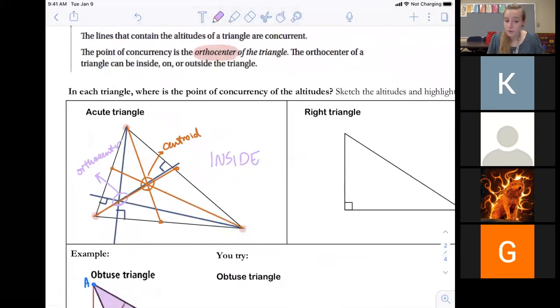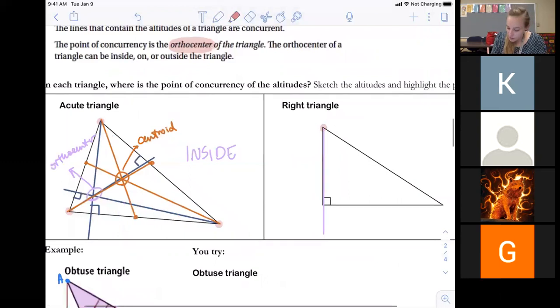Now we're gonna do it for the right triangle. The right triangle is actually pretty easy, because to go from a vertex to a line that's perpendicular to the other side, that's just simply one side of the triangle. That's just the up and down side right there. If I do the bottom vertex, that's just the bottom side of my triangle.